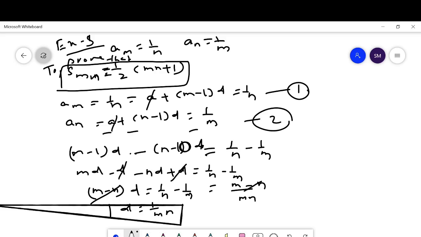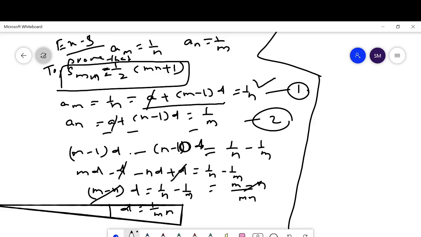Then here, put this a. Look here: am is equal to a plus m minus 1 into d is equal to 1 upon n. Then put this a plus m minus 1. In place of d, we can put 1 upon mn, which is equal to 1 upon n.